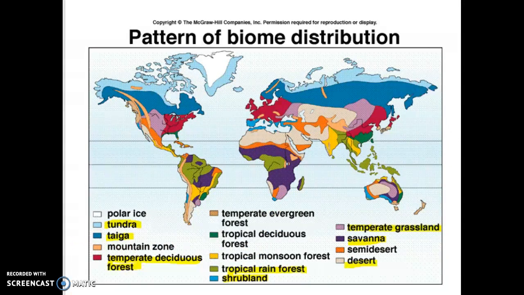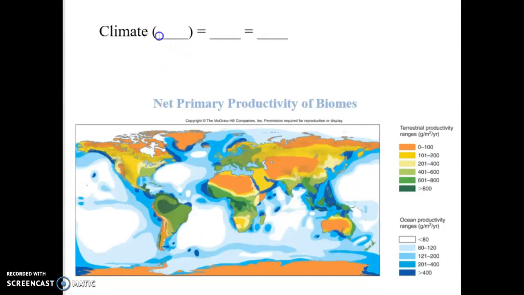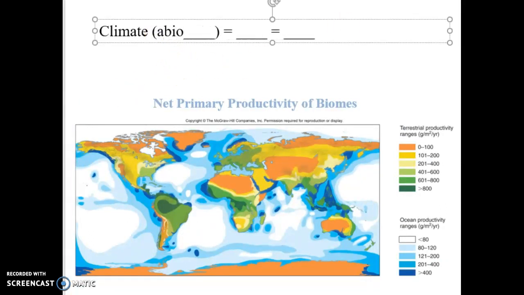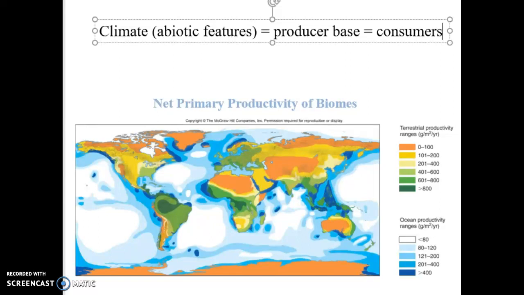All right, so again, key things I want you to remember. When we're looking at a biome, we want to understand the climate of the biome. That climate is determined by the abiotic features, temperature, rain, sunlight. That's what makes a producer grow. So the abiotic features determine your producer base. The producer base equals your consumers. All right, so that's the goal when we're looking at biomes.